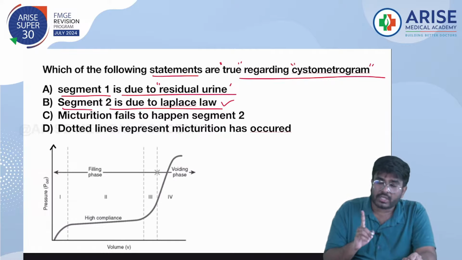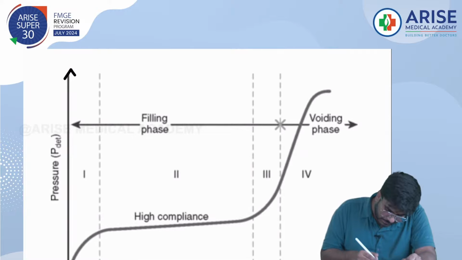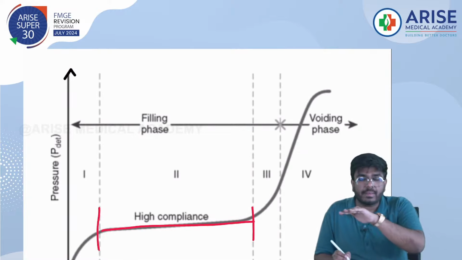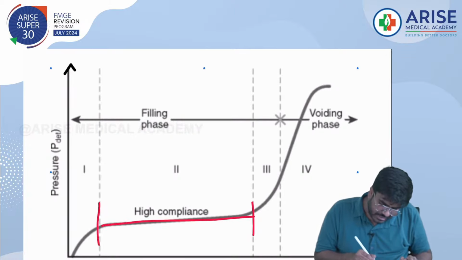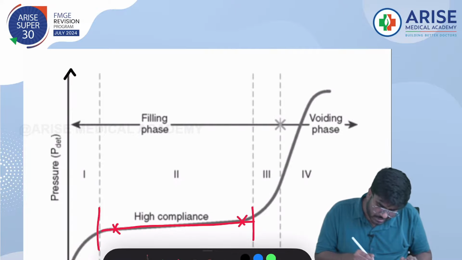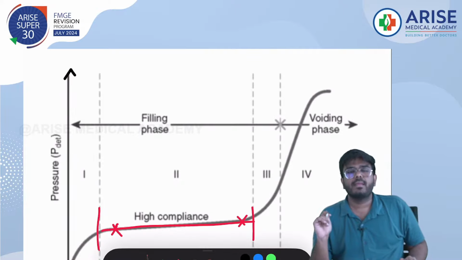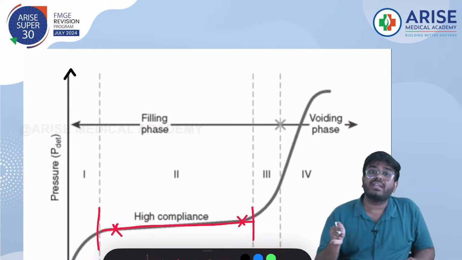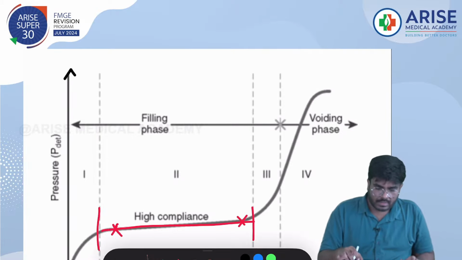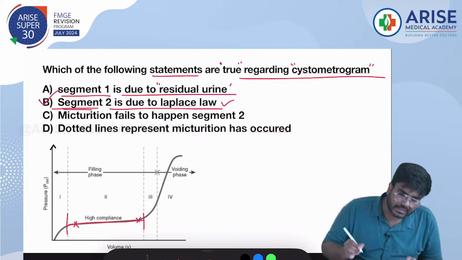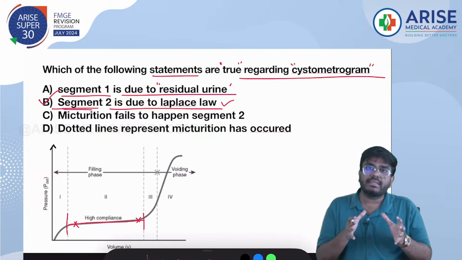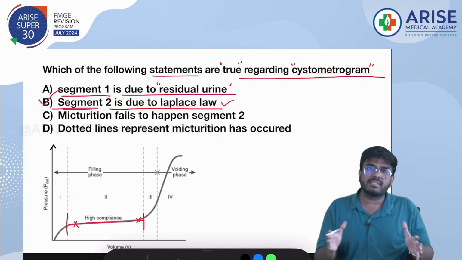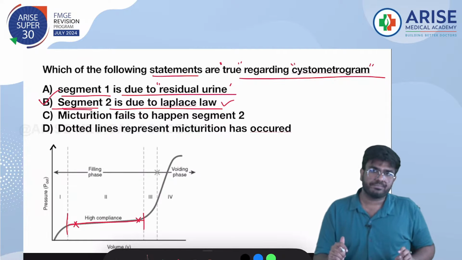See, the most important thing is this segment number 2. During this segment number 2, the pressure in the bladder is not increasing. The pressure in the bladder is almost maintained constant. Why is the pressure in the bladder not increasing? It's because of the Laplace law. It's explained by the Laplace law. Because of this Laplace law, the pressure in the bladder is not going to rise. It's almost maintained constant for a certain time.